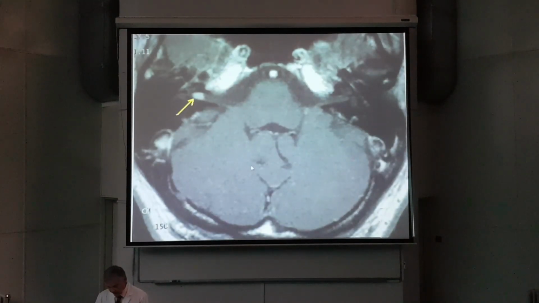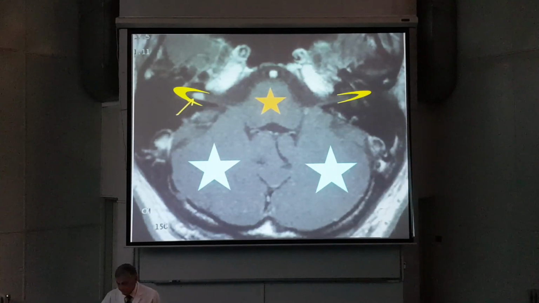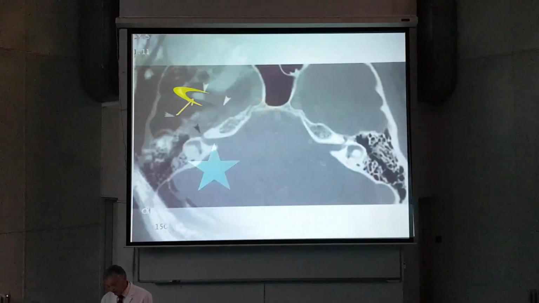This is a CT scan of the area. These are the two lobes of the cerebellum. This is the medulla, and this is the facial and 8th cranial nerve. And in this area there is a more opaque area, probably something wrong is happening, but we do not know whether this is in the facial or in the 8th cranial nerve.